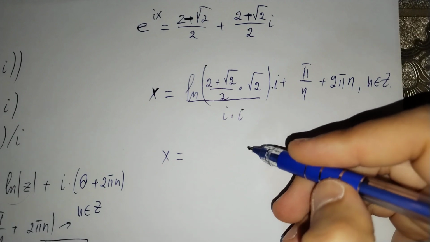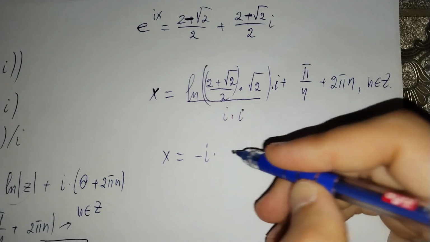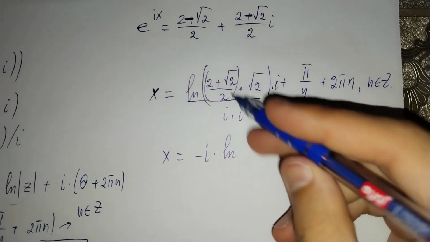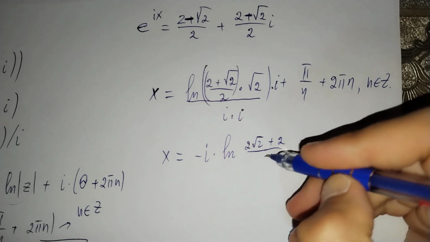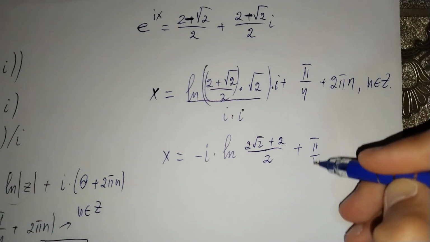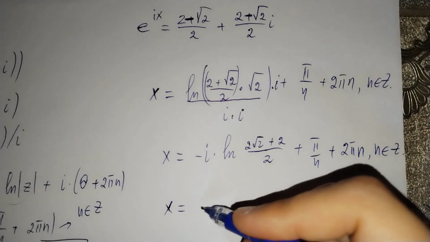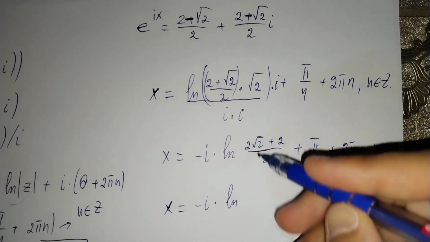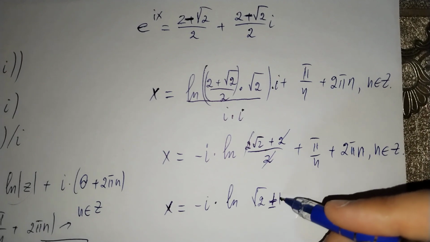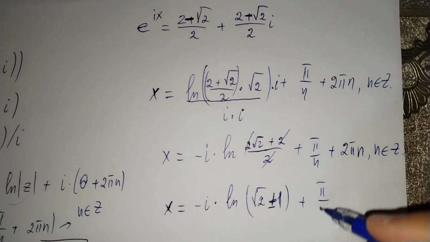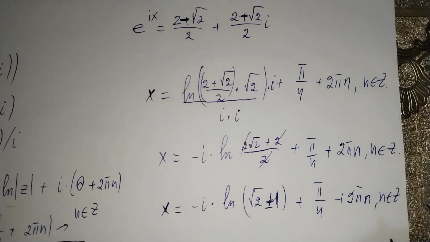x is equal to negative i times ln of (2 square root of 2 plus 2) over 2, plus pi over 4 plus 2 pi n, and n belongs to the integers, and x is equal to negative i times ln of (square root of 2 plus 1), and also negative 1 plus pi over 4 plus 2 pi n, and n belongs to the integers.